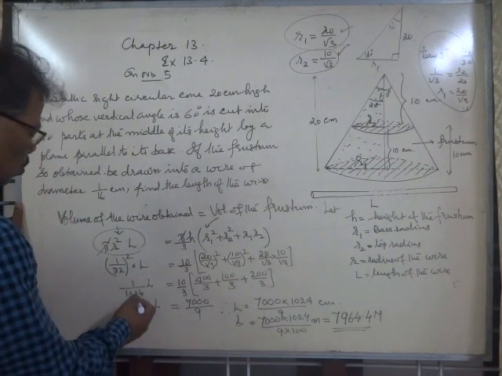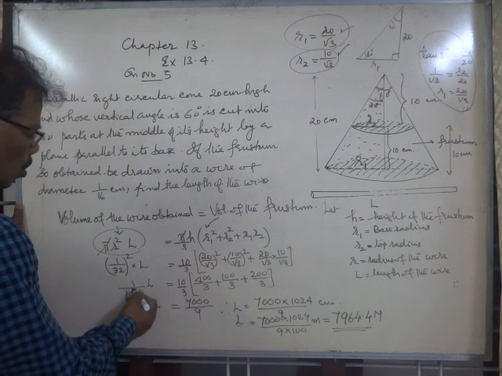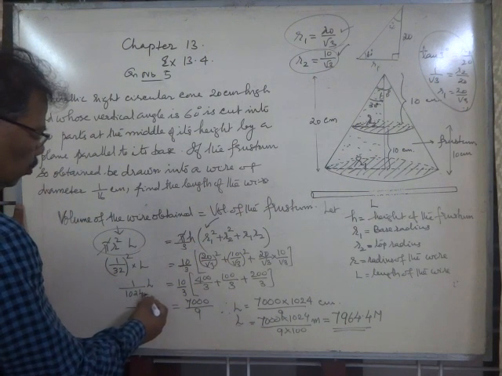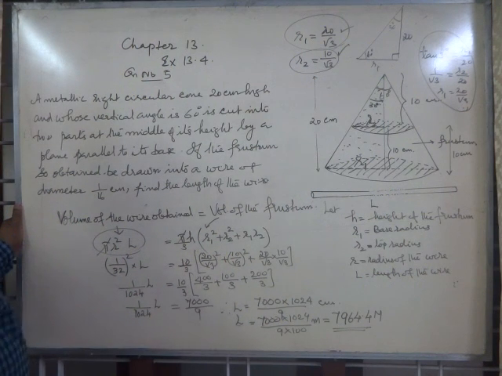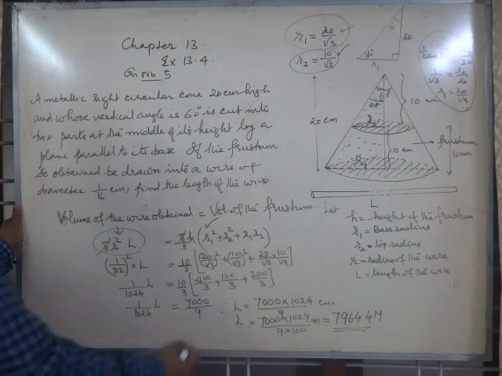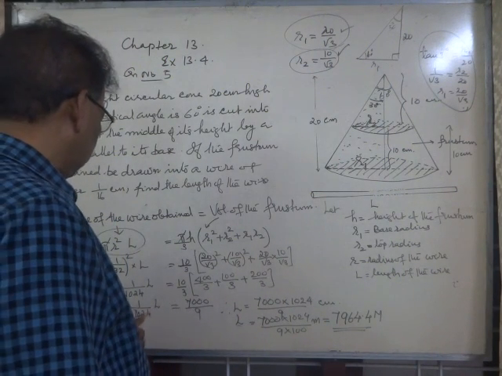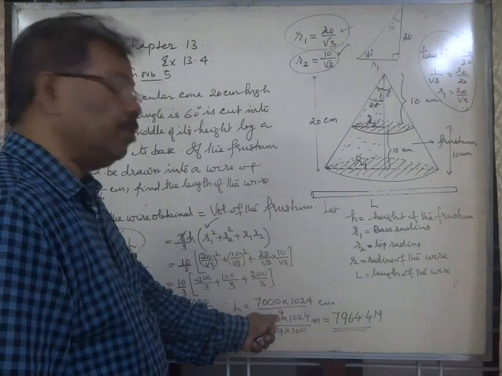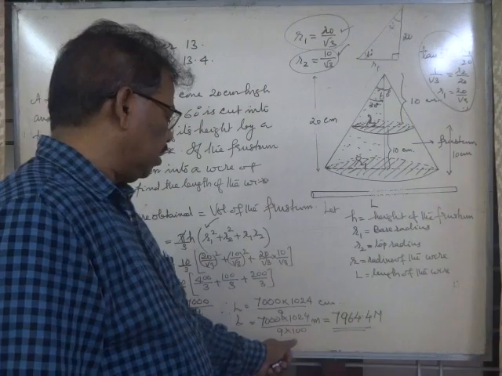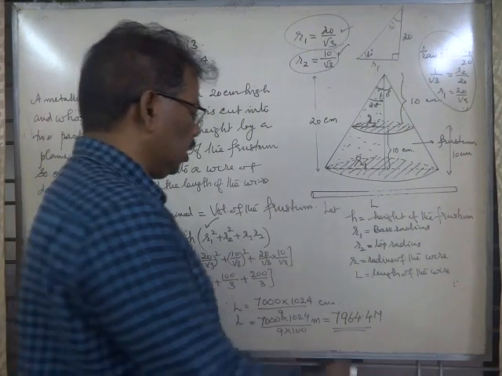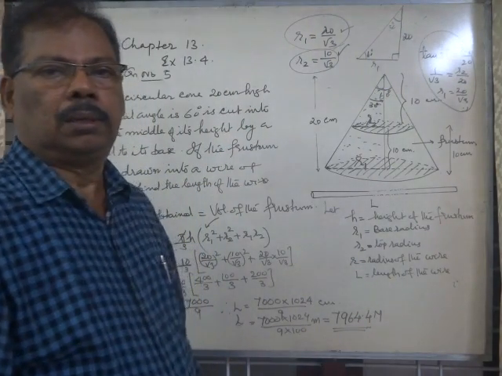Now 32 square is 1024. 1 by 1024 L is equal to 7000 by 9. To find L, 7000 into 1024 by 9. So much centimeter. To convert it into meter, we shall divide it by 100. So the answer will be 7961.4 meter.